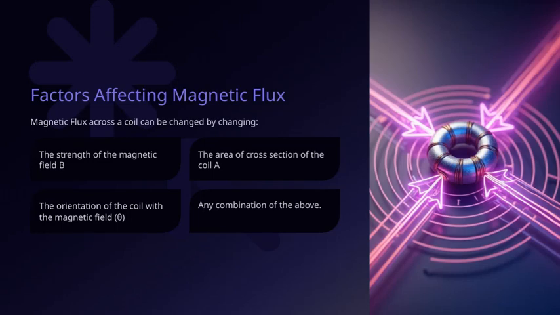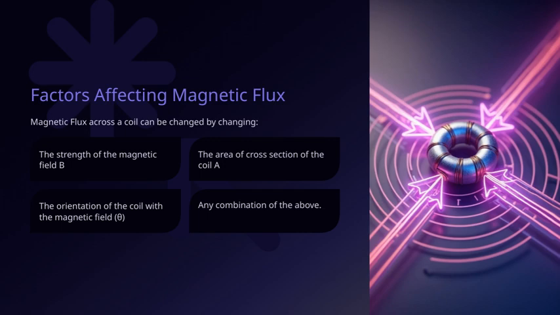So, when it comes to changing the magnetic flux across a coil, it can be achieved through a combination of factors. First, the area of the cross-section of the coil, which we denote as A, plays a significant role. If you increase the area, you're effectively increasing the amount of magnetic field passing through the coil. Next, the orientation of the coil relative to the magnetic field, often represented by the angle theta, is crucial. When the coil is aligned more directly with the magnetic field, the flux is maximized, and when it's at an angle, the flux decreases accordingly.